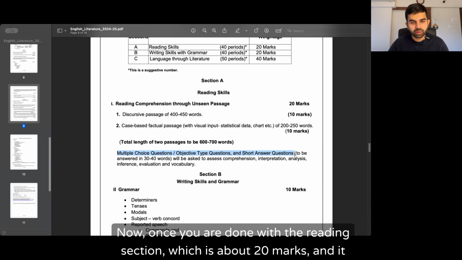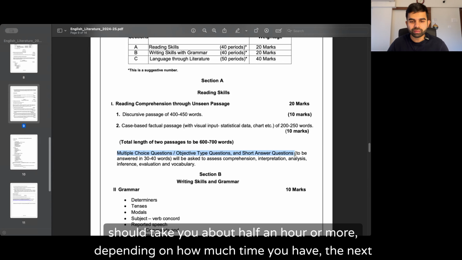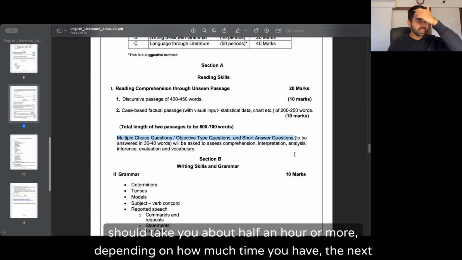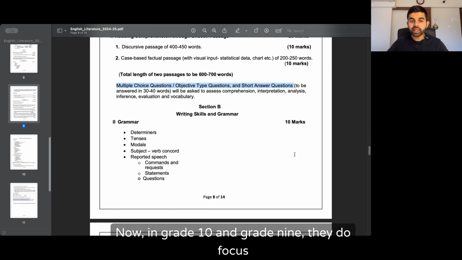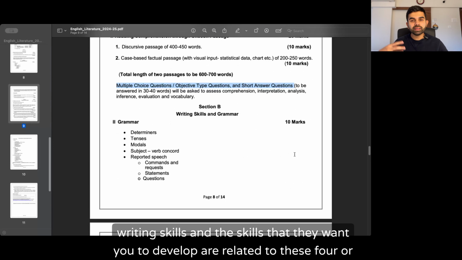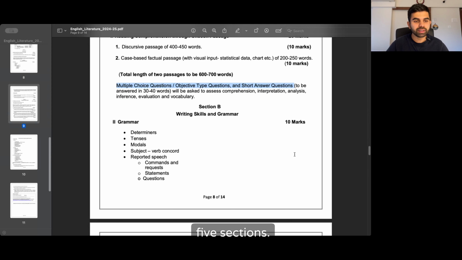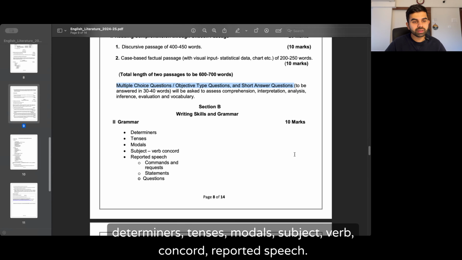Now, once you are done with the reading section, which is about 20 marks, and it should take you about half an hour or more, depending on how much time you have, the next section is the writing skills and grammar part. Now, in grade 10 and grade 9, they do focus on writing skills, and the skills that they want you to develop are related to these four or five sections. So, determiners, tenses, modals, subject, verb, concord, reported speech.